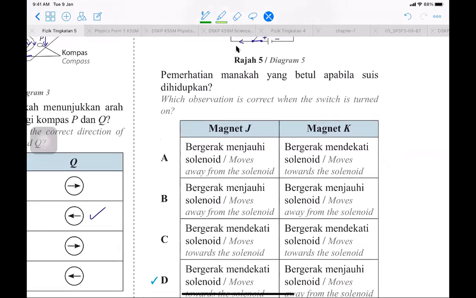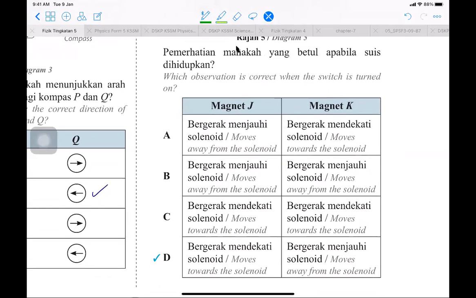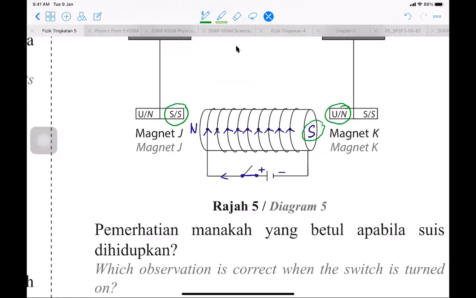Ya, so actually dalam ini buku dia salah. Jawapan dia adalah salah. Kalau D is the answer, then it is incorrect. So the correct answer should be C lah kan? Because both of the magnets should be moving towards the solenoid, because both ends have opposite poles, so it should be attracted to one another. Ngam? Do you agree the answer is C and not D?